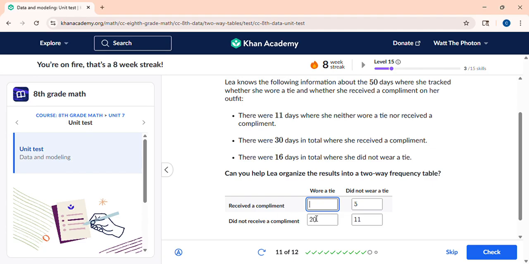Oh, that has that number. 25 right here. I think that's right. 11 days where she wore neither, 30 days where she received a compliment, 16 days where she did not wear a tie, and there are 50 days in total. 25 plus 5 plus 5 plus 11 plus 9 is 50.